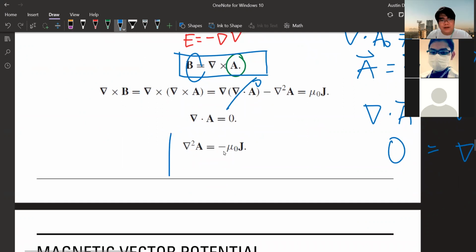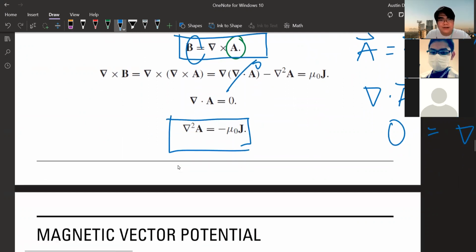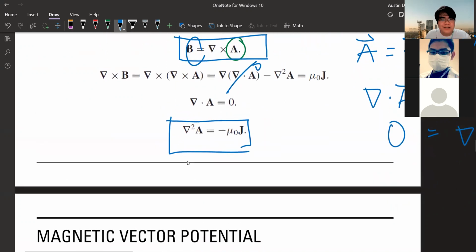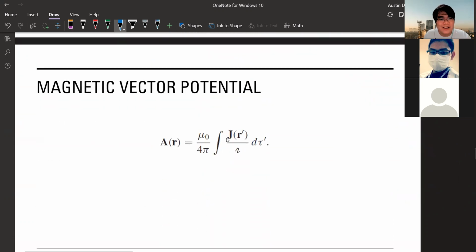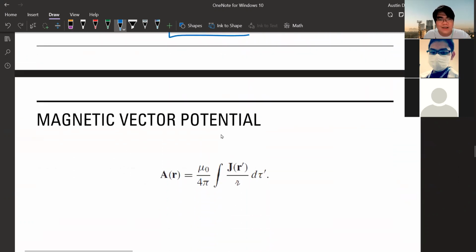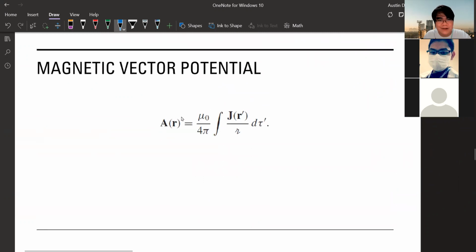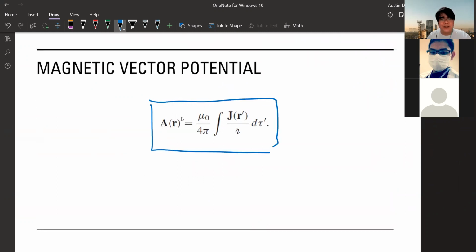With this, we have the Laplace equation. Now, the solution for this, gagawin nyo yung Green's function, di ba? Naalala niyo pa ba yung Green's function? Okay, kung hindi, okay lang. So, pero ang lalabas lang dyan would be, this is your magnetic vector potential.